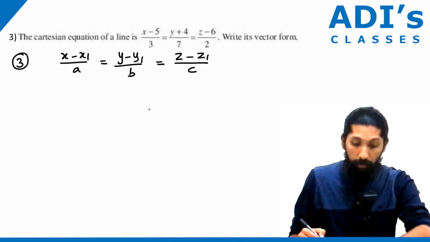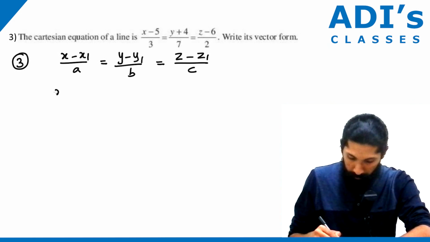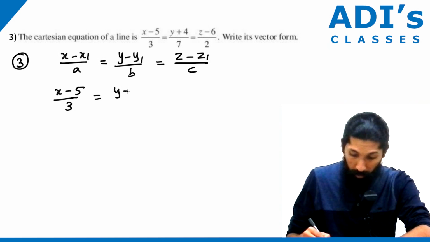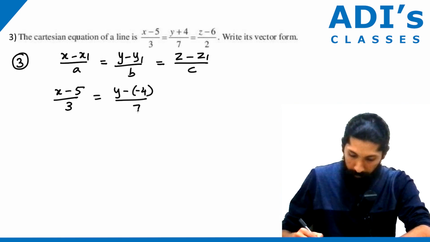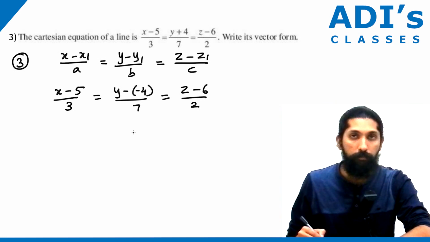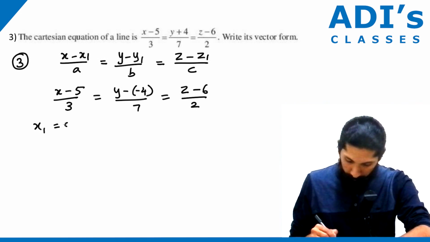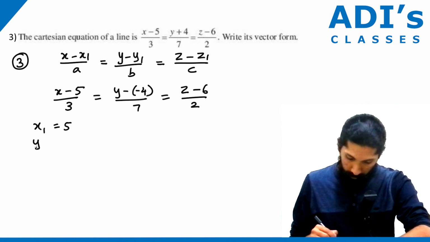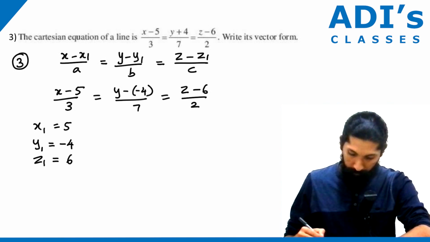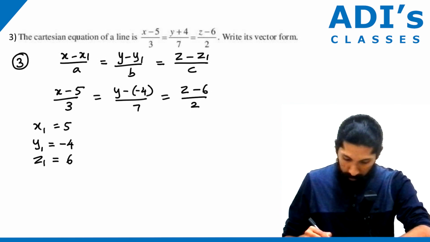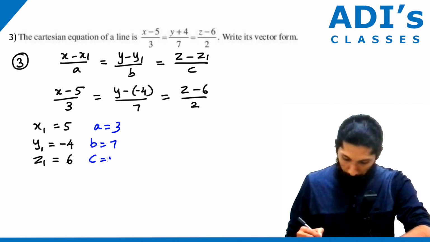Fair enough? Now, what do we have? x minus 5 by 3, y plus 4, so y minus of minus 4, by 7, z minus 6 divided by 2. Okay. If you compare, x1 is equal to 5, correct? Then y1 is equal to minus 4 and z1 is equal to 6. Then what do you have next? a is equal to 3, b is equal to 7, then c is equal to 2. Correct?